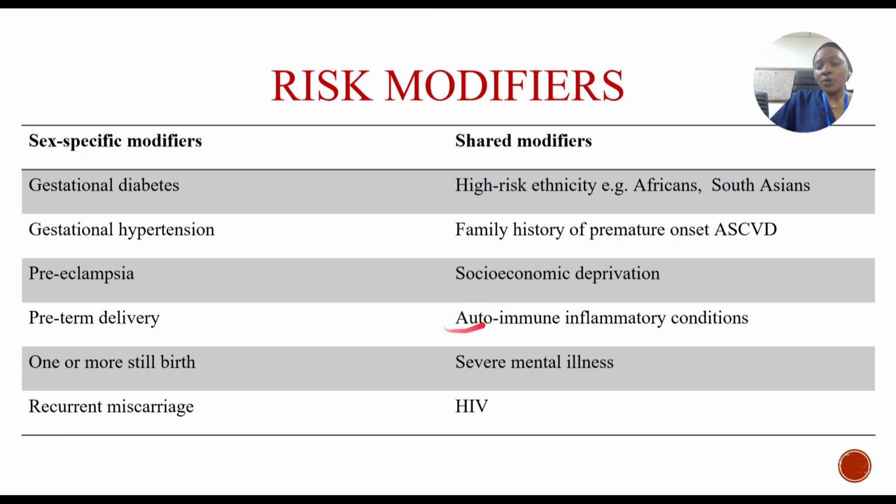Or people with autoimmune inflammatory conditions and HIV who are in a state of chronic inflammation, which can put them at risk of endothelial damage and atherosclerosis as well. We also know that people with severe mental illnesses, through the use of antipsychotics, may gain weight or have metabolic syndrome when they use certain antipsychotics.